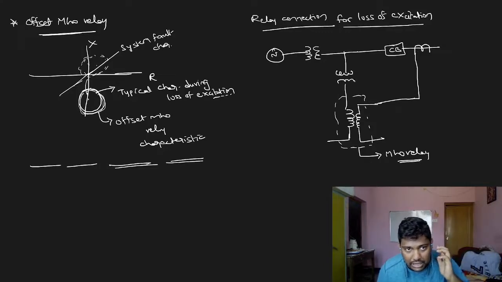Whenever it shifts here, then offset mho relay starts operating. And this is the typical circuit, typical relay connection for loss of excitation, right? Hope the concept is clear.